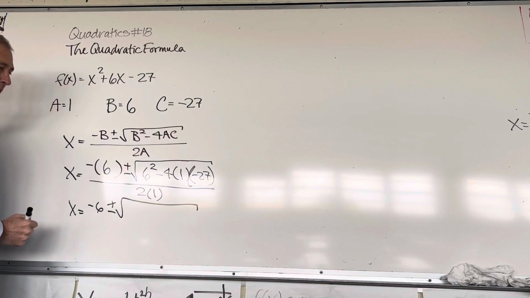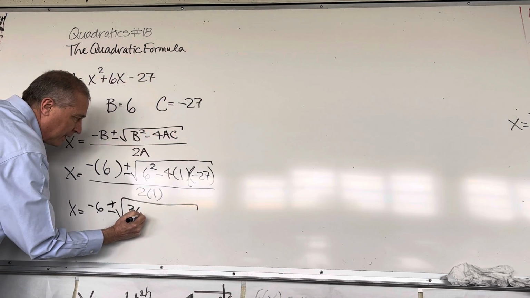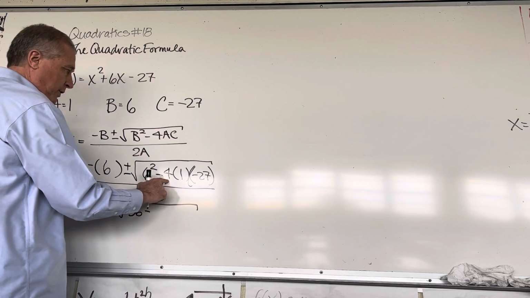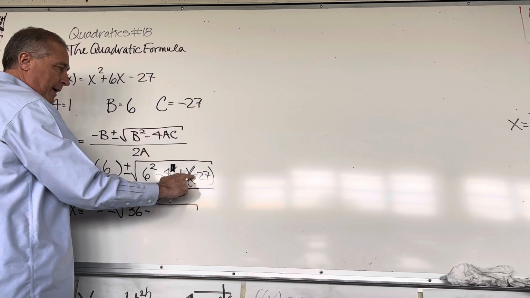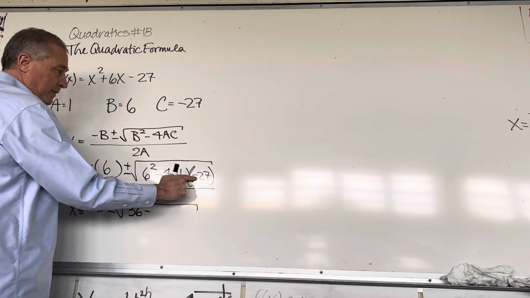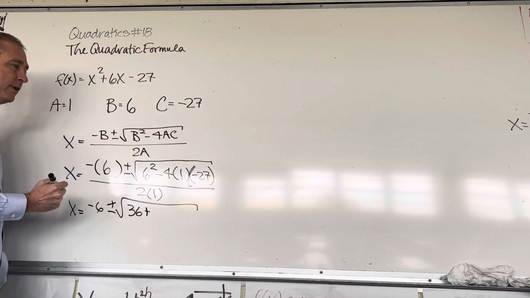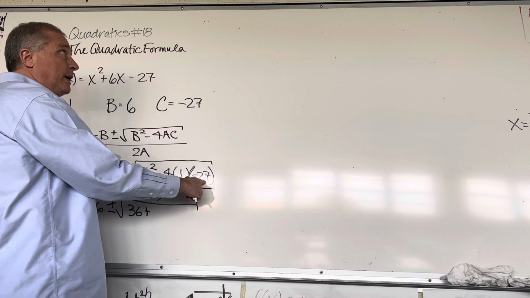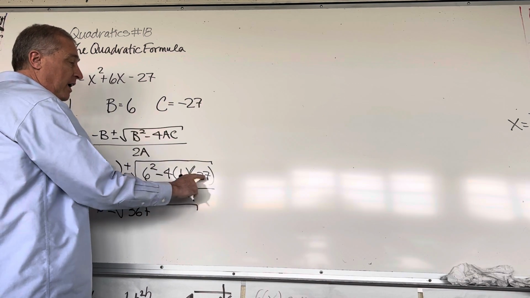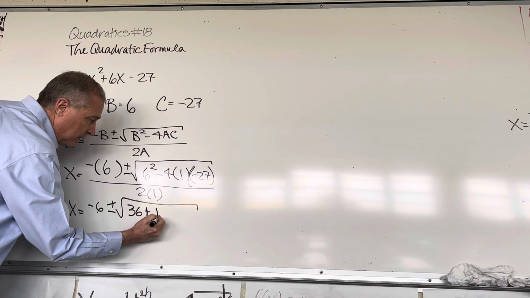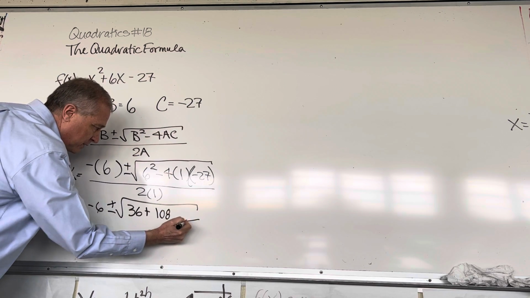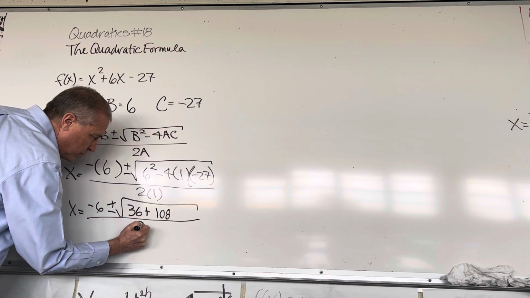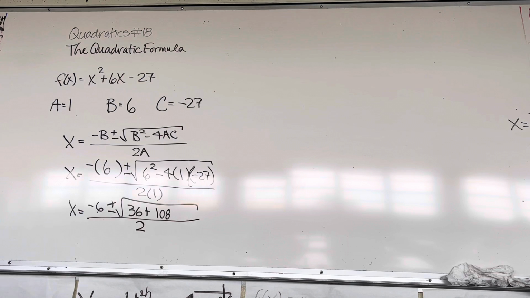What's 6 squared? Okay. What's 4 times, now there's a negative in the formula and a negative back here. So the negative times negative becomes positive. 4 times 20 is 80, and 4 times 7 is 28. So is it okay if I say that's 108? This is all over 2, because 2 times 1 is 2.